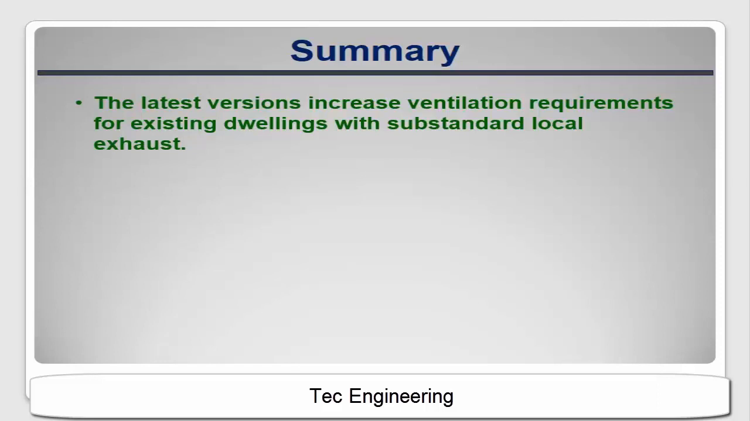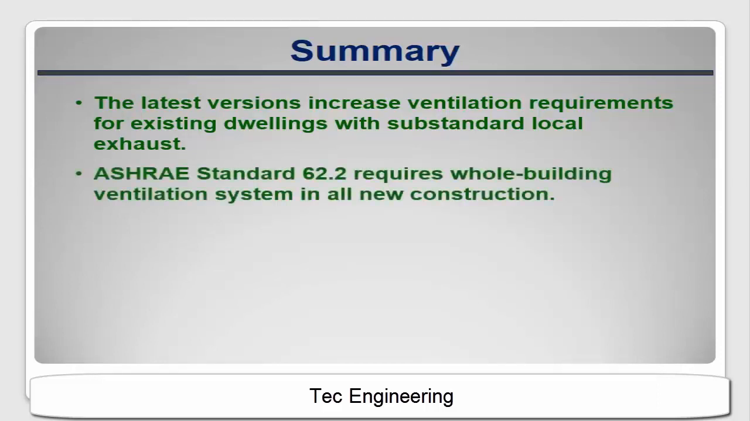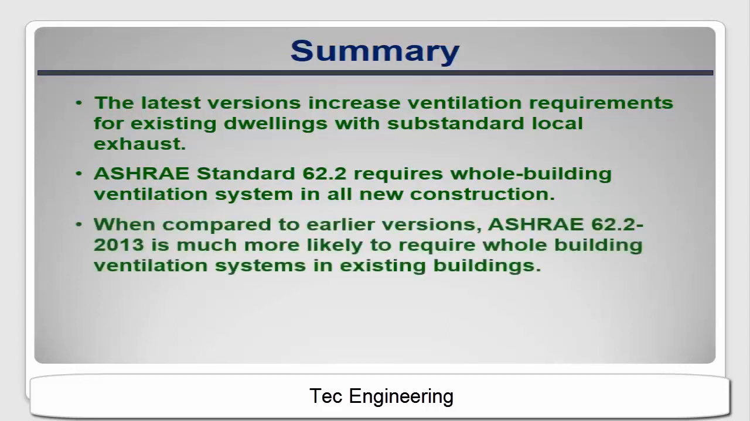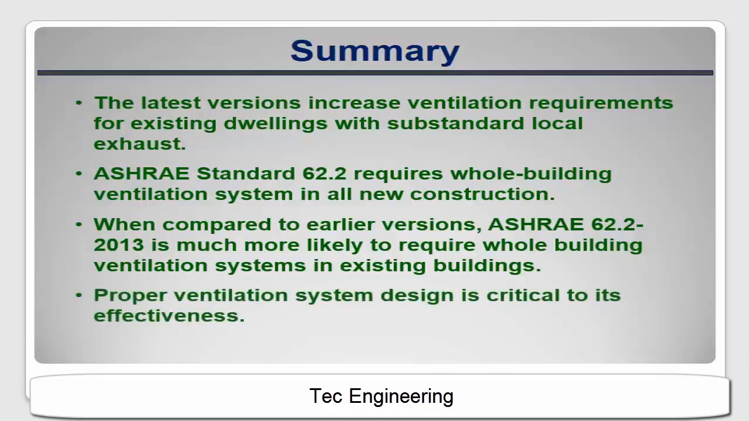ASHRAE Standard 62.2 requires a continuously operating whole building ventilation system in all new construction dwellings that are participating in programs that have adopted its use. When compared to earlier versions, the 2013 version is much more likely to require whole building ventilation systems in existing buildings. And proper design of any ventilation system is critical to ensuring that it operates effectively.